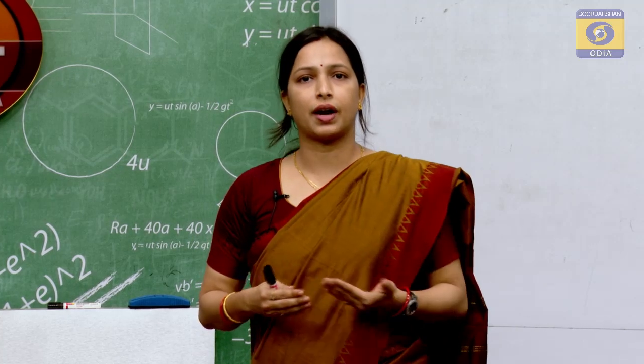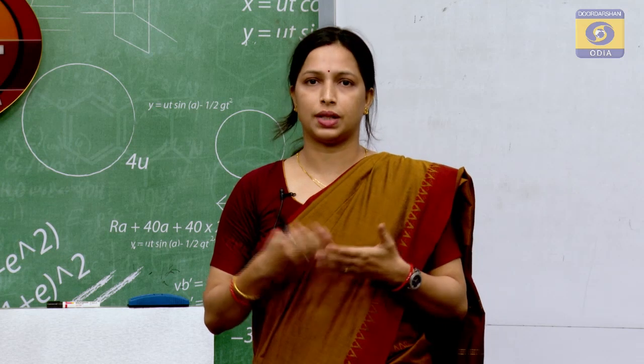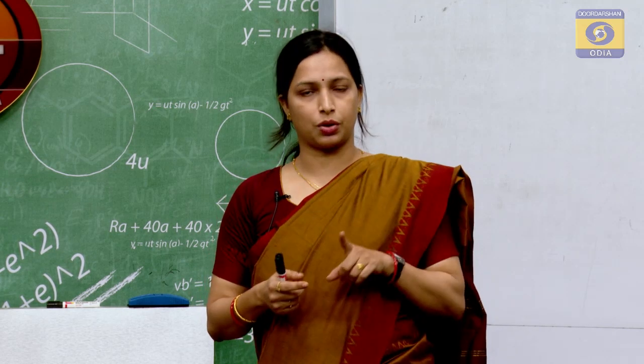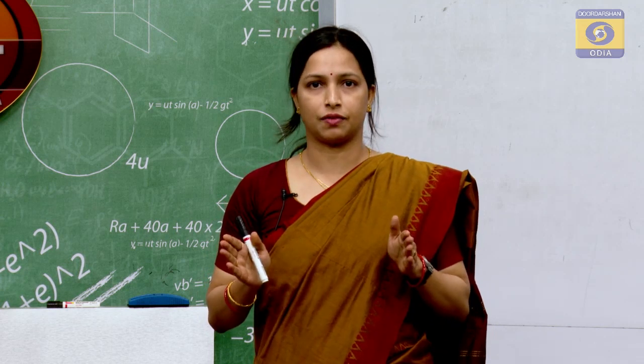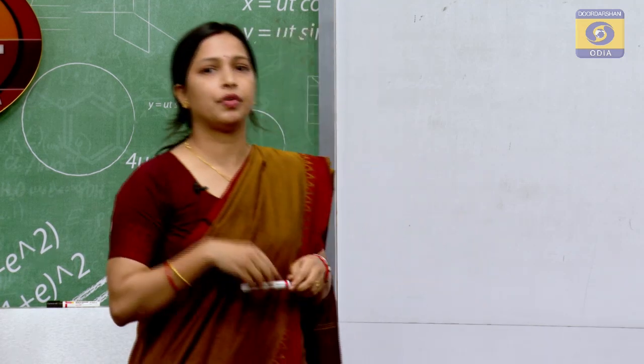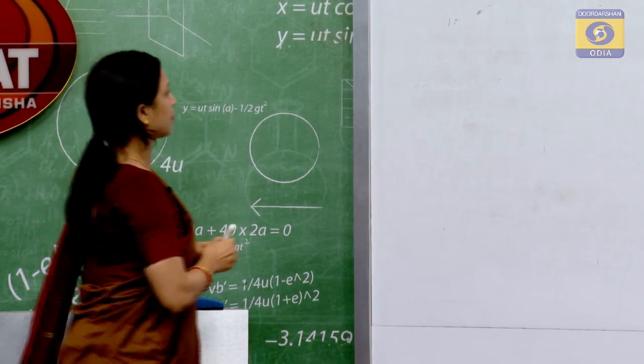Then, how do we find the determinants of different orders? For order 1, where there is one element, that means one row and one column, the value of the determinant is the element itself. And secondly, how do we find the value of a matrix of order 2? Let us see.